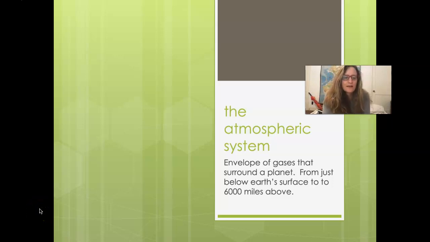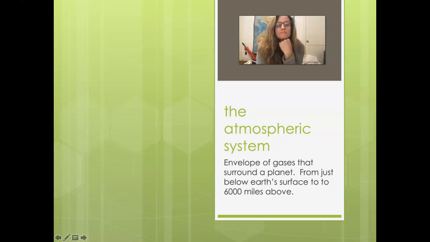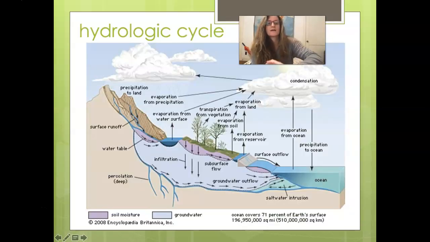All right, we're moving around the hydrologic cycle and we're at the atmosphere. This is that envelope of gases that starts out basically as air in the soil, air in caves, and goes up to 6,000 miles above the Earth's surface. Here is our hydrologic cycle.